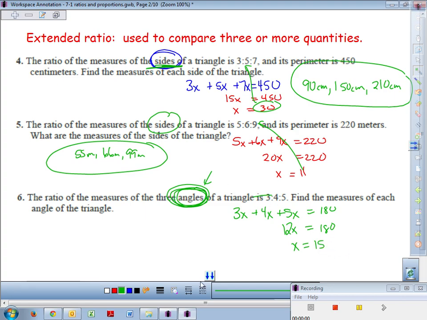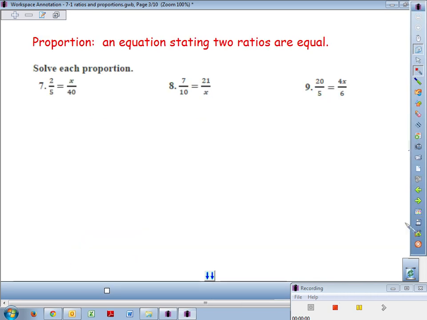And then to find the three angles, we just take 15 times each number in the ratio again. 3 times 15 is 45, and it's angle measure, so we label that in degrees. 4 times 15 is 60 degrees, and 5 times 15 is 75 degrees. So there we go.